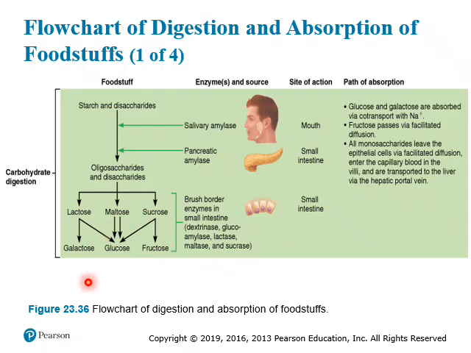So what happens to these monosaccharides? They are now going to be absorbed via co-transport with sodium. First, fructose passes via facilitated diffusion, and then all monosaccharides would leave the epithelial cells via facilitated diffusion. They would enter the capillary blood in the villi, and they are transported to the liver via the hepatic portal vein.